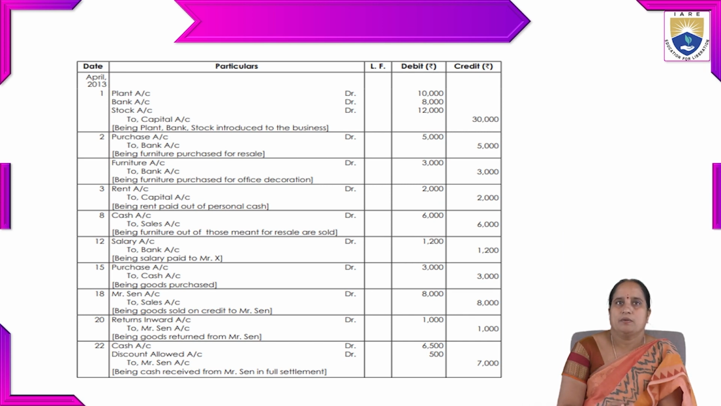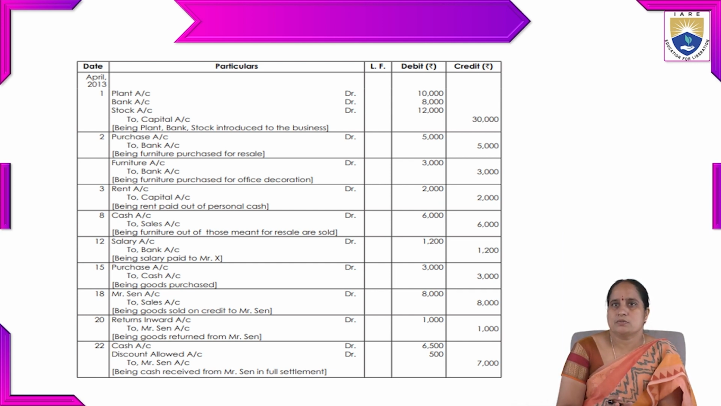On 8th April, being furniture out of those meant for resale was sold, cash account debited to sales account. So 6,000 rupees we have to specify on both sides of the journal. On 12th April, salary account to bank account. Explanation is being salary paid to Mr. X. So 1,200 paid to Mr. X. And 15th April, being goods purchased.